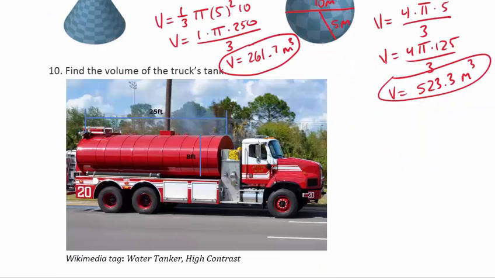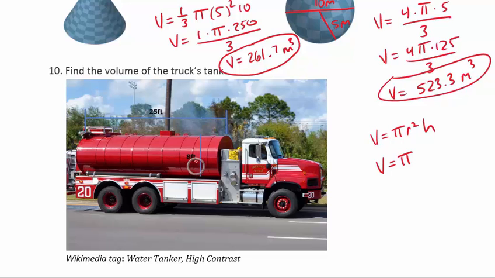All right, let's take a look at question 10 now. Find the volume of the truck's tank. Notice this truck has a cylinder for a tank, and the distance across the cylinder is 8 feet, and the height, or length, of this cylinder is 25 feet. So let's look at the formula for finding the volume of a cylinder: pi r squared times the height. So I need the radius and I need the height.